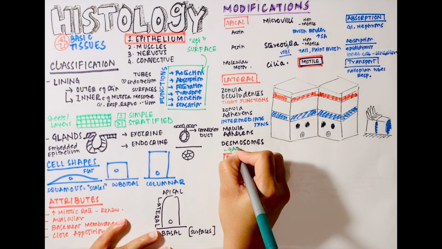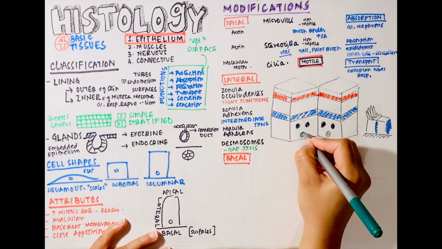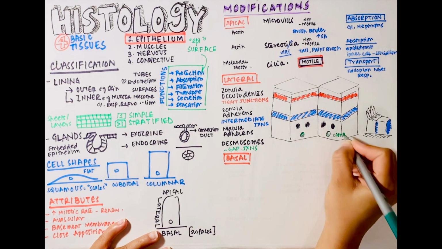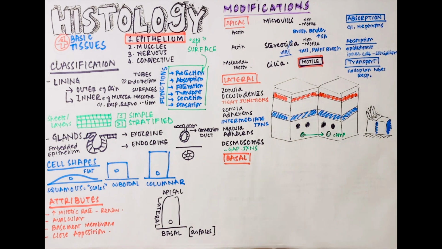It's important to know all of this because there are certain bacteria that attack these proteins and get into our bloodstream. There are also autoimmune conditions such as pemphigus vulgaris, where the body attacks desmosomes.